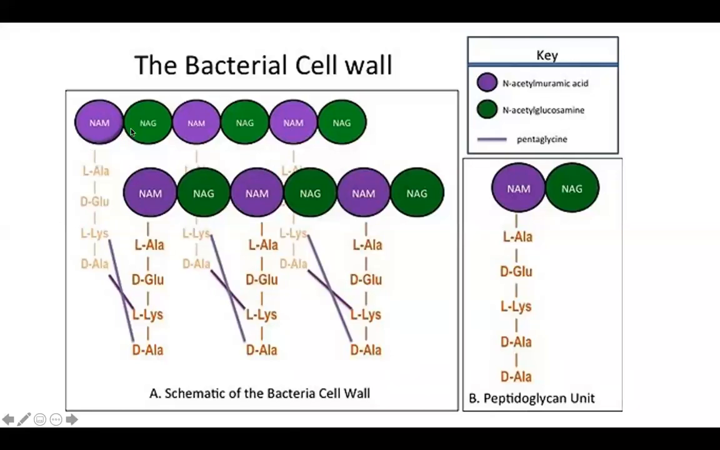So you have a chain of NAG, NAM, so on and so forth, and then you have the interlinkage. So you can see where the crosses are, the purple crosses. That's where the D-alanyl-D-alanine is interconnecting with a different peptide from a different chain. So this makes a very strong cell wall. And to the right, you can see the basic peptidoglycan unit, NAG, NAM, and the short peptide.